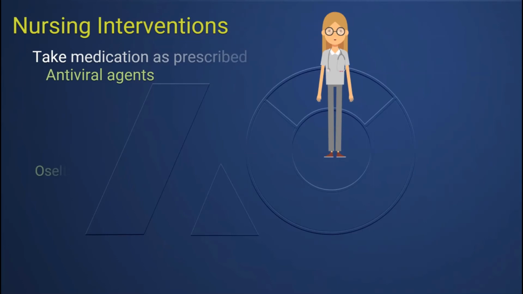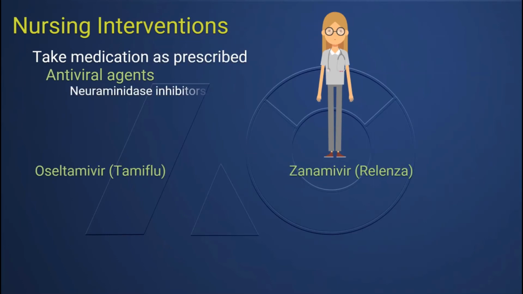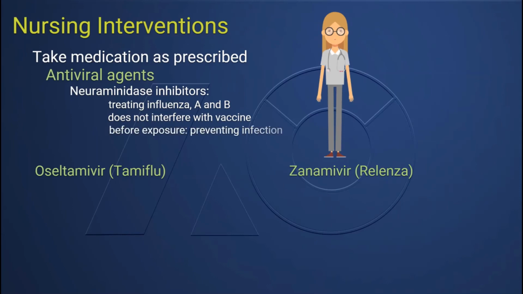Both oseltamivir and zanamivir are neuraminidase inhibitors. These 2 medications are effective for treating both influenza A and B. In addition, they do not interfere with the effects of influenza vaccines. If taken prior to exposure, oseltamivir and zanamivir prevent infection. If taken within 48 hours after onset of symptoms, they limit the severity and shorten the duration of symptoms.